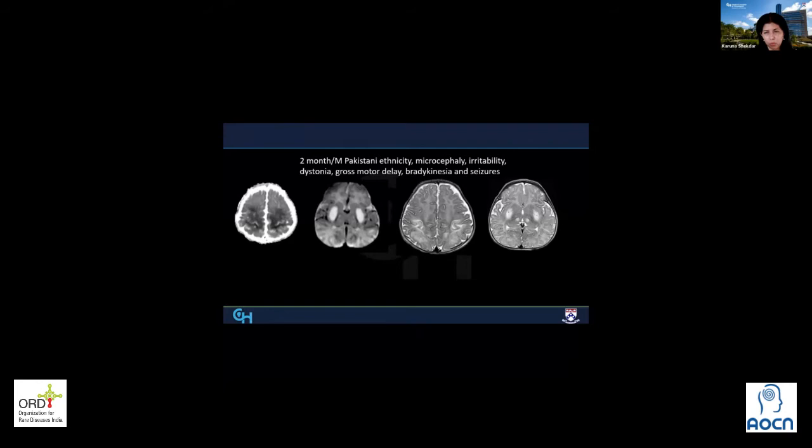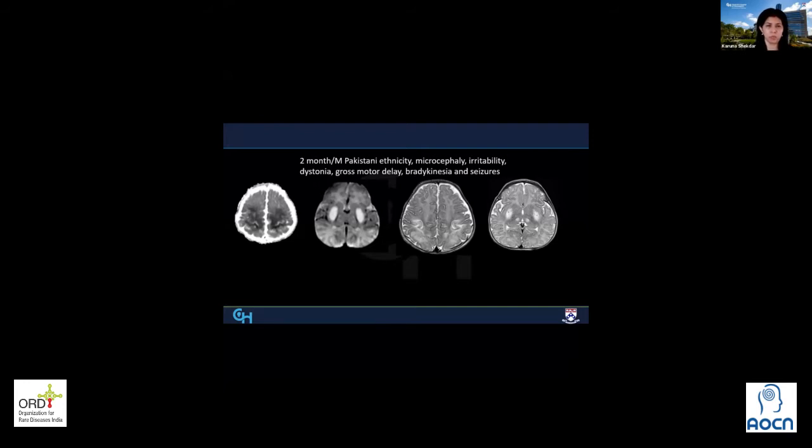So now we move to another category of conditions. Now this case is of a 2-month-old of Pakistani ethnicity, and in this child there were findings of microcephaly, extreme irritability, dystonia, gross motor delay, bradykinesia, and seizures. And this was the MRI study done at that time.